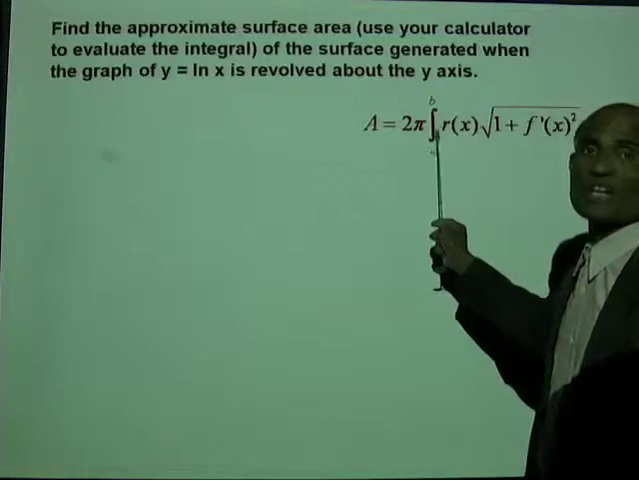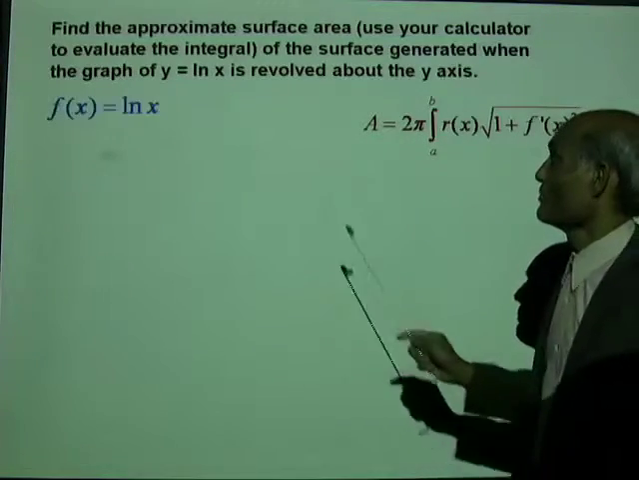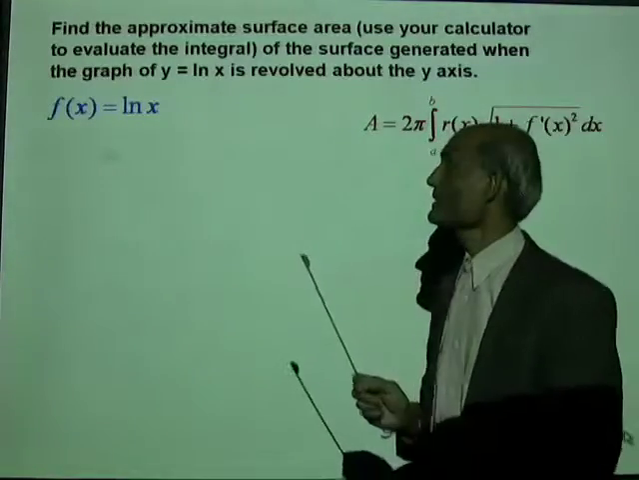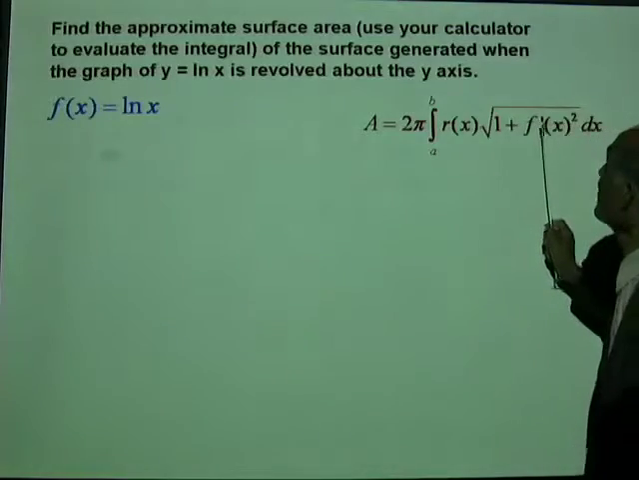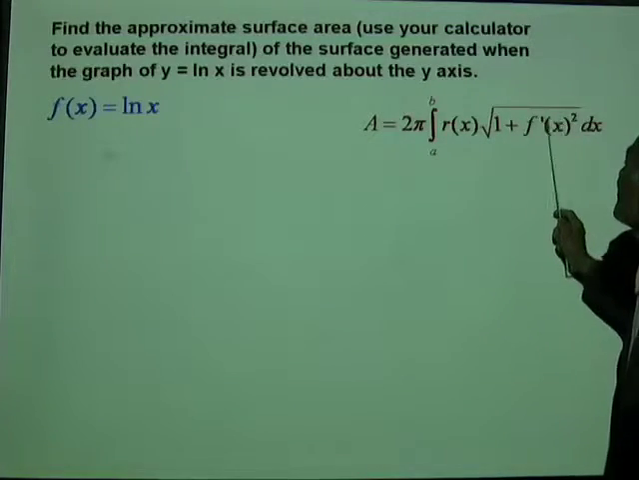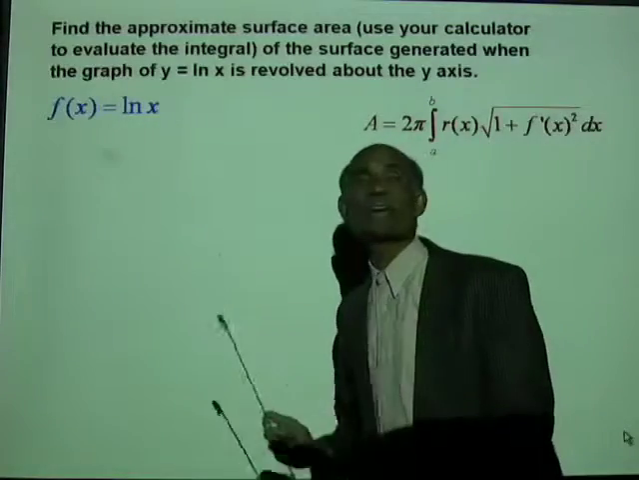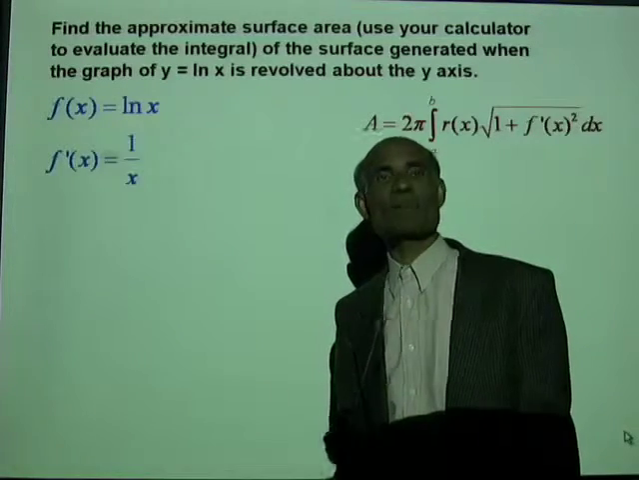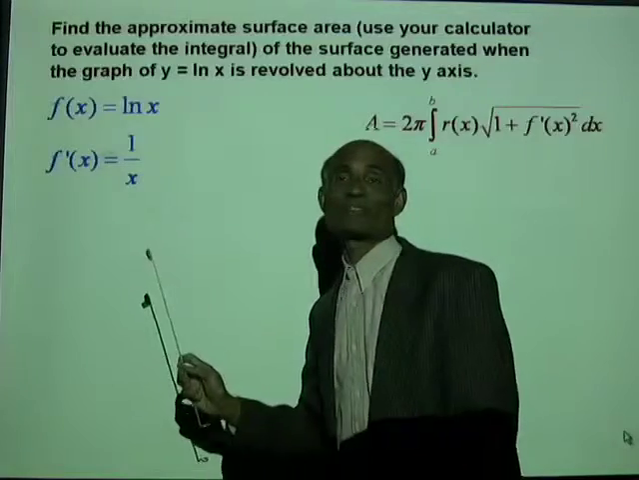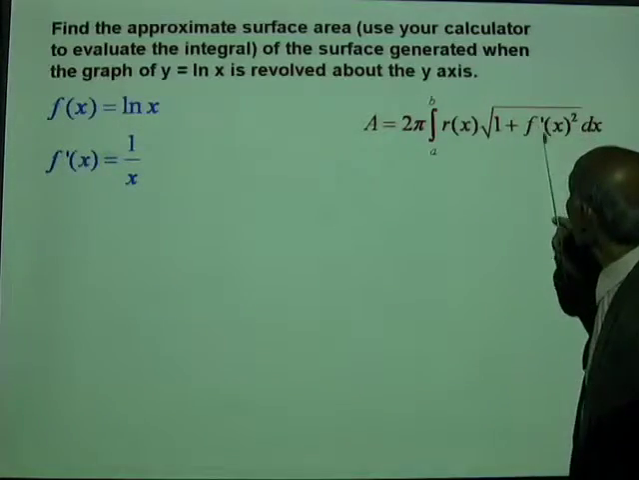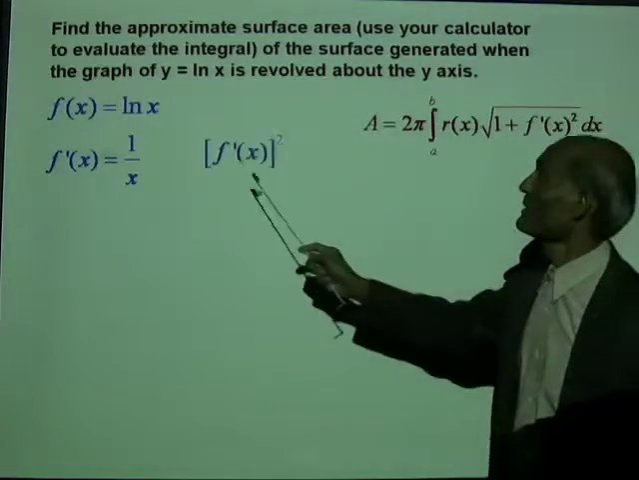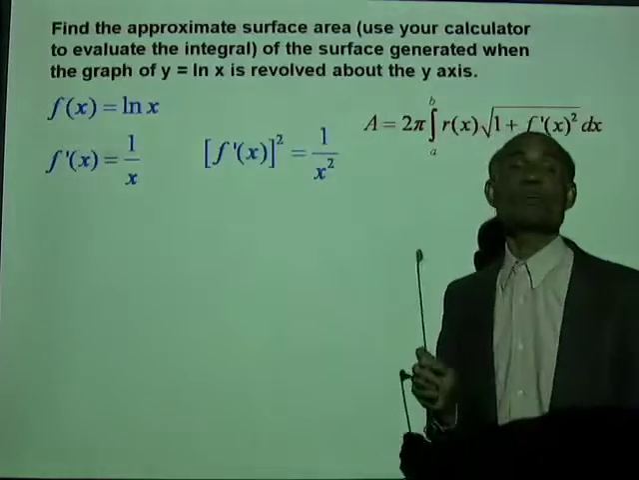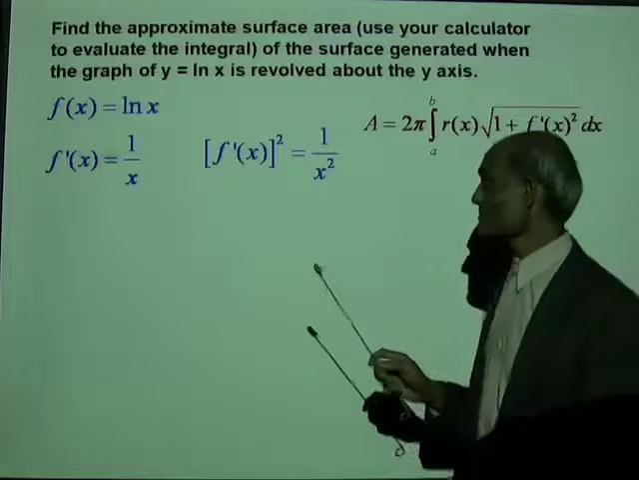Alright, that's our equation. Carry that with you. So our function is y equal to ln x. Well, we start by finding the derivative of that. What is the derivative of ln x? If f of x equal to ln x, what is f prime x? Is 1 over x. Our next task is to find the square of that. So f prime x, the quantity squared, is 1 over x squared.